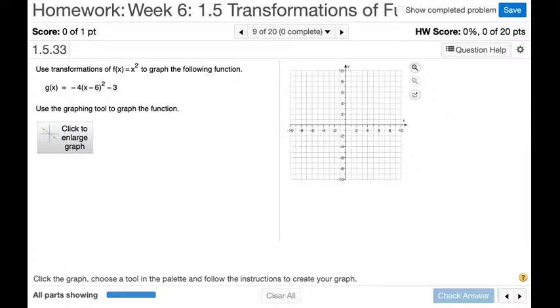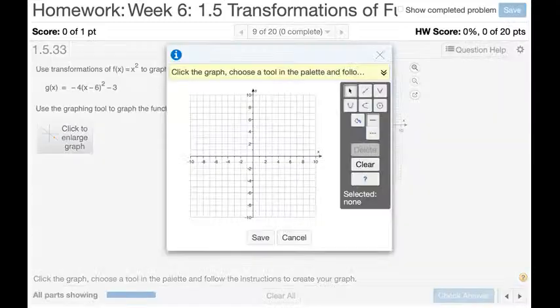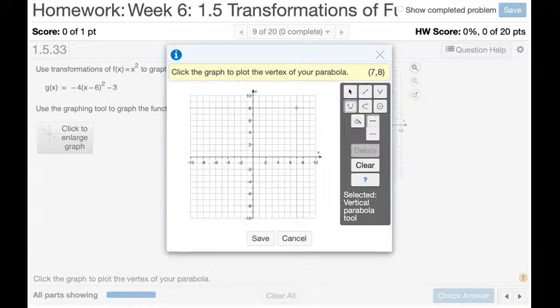So we have 1, 2, 3, 4 different transformations going on. The basic function here is a parabola, which is x squared. So it says plot the vertex. So the vertex is going to be located. This says go right 6 and down 3. So if we start at the origin, we go right 6 and down 3. That's going to be the vertex there.